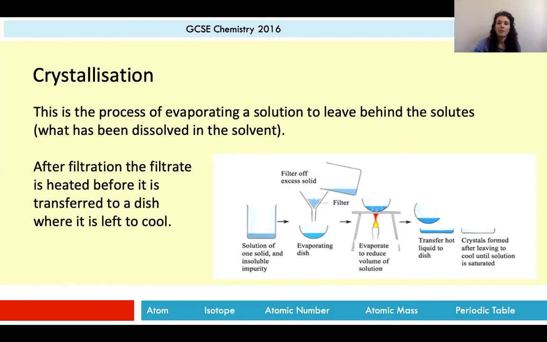So first of all, this is sort of an optional step, I could filter it just to remove any undissolved solid that there might be. And then what I would do is put that salty water solution in an evaporating dish, put the evaporating dish on top of a Bunsen burner and heat it. And that would evaporate off the water and leave me the salt crystals here at the end.